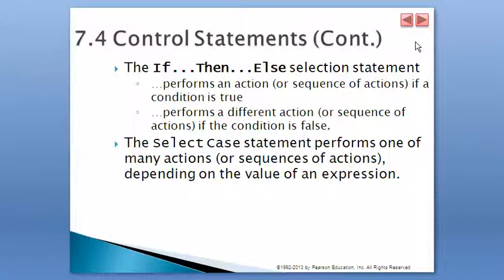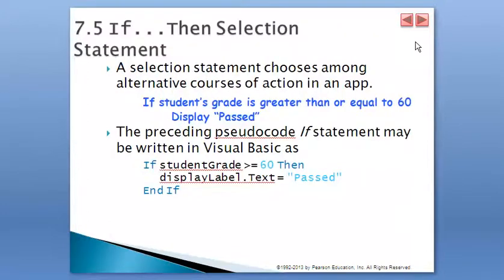the if-then selection statement. For example, here in blue, they have some pseudocode that says if student's grade is greater than or equal to 60, then display pass. So let's suppose that we have a program that asks the user to enter their grade, and then if the user enters a grade greater than 60, that's what there is at the end of this slide. If the student grade variable is greater than or equal to 60, then on that label, display the text pass.